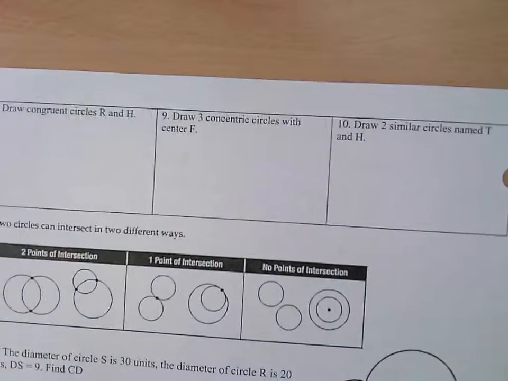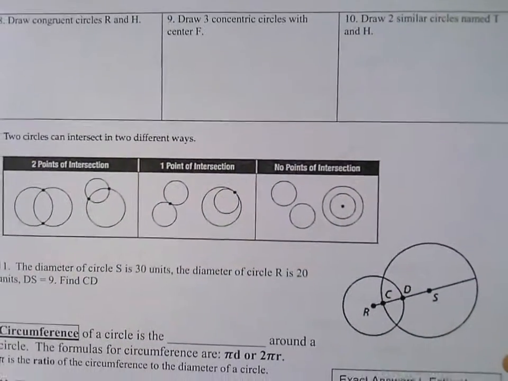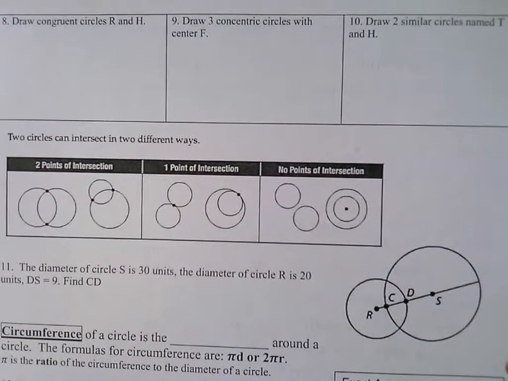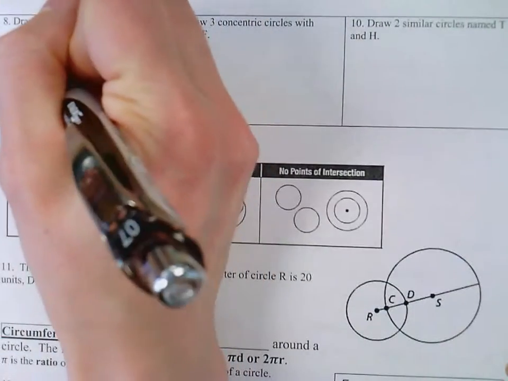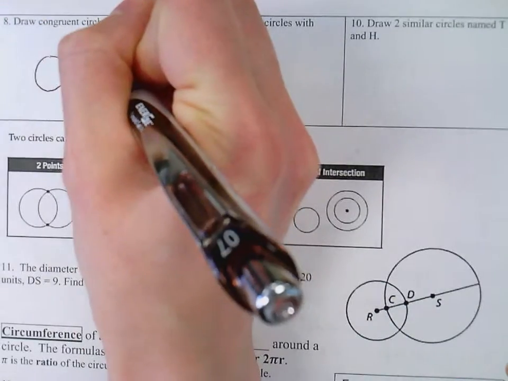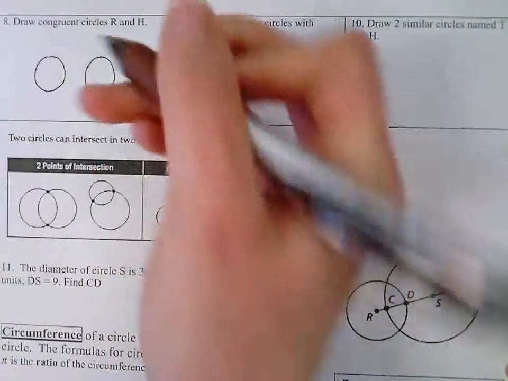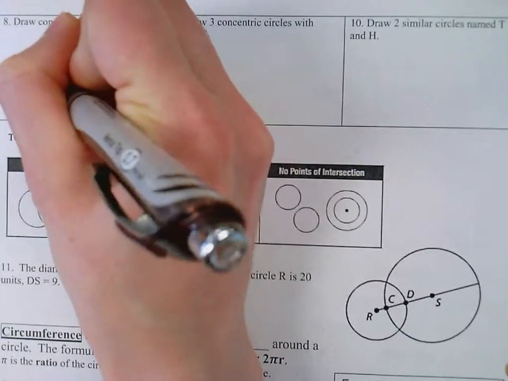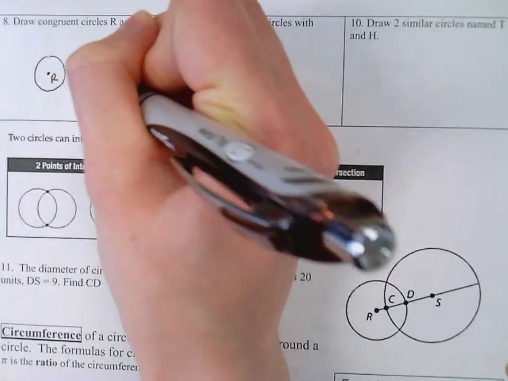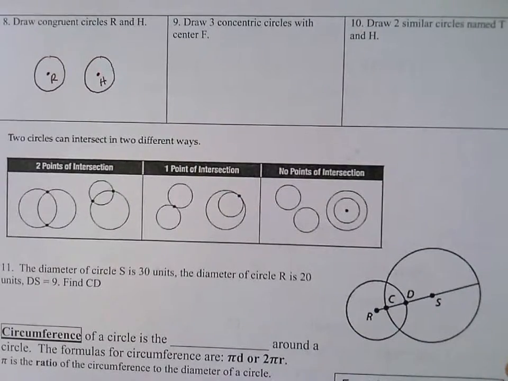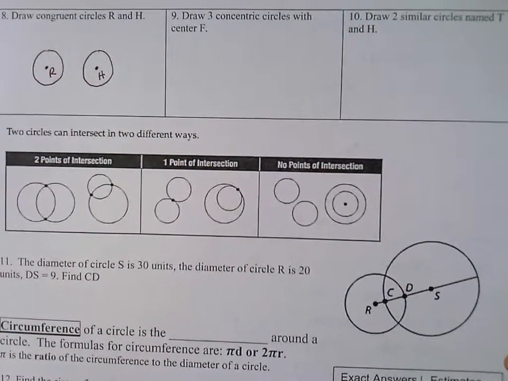So just drawing out what these would mean. In 8, it says draw congruent circles R and H, and do your best to draw a circle. And if they're congruent, do your best to draw them the same size. So if you drew 2 circles, again, they should be the same size. Just do your best to do that. And then one would have a center labeled R, the other would have a center labeled H. So congruent, same size.